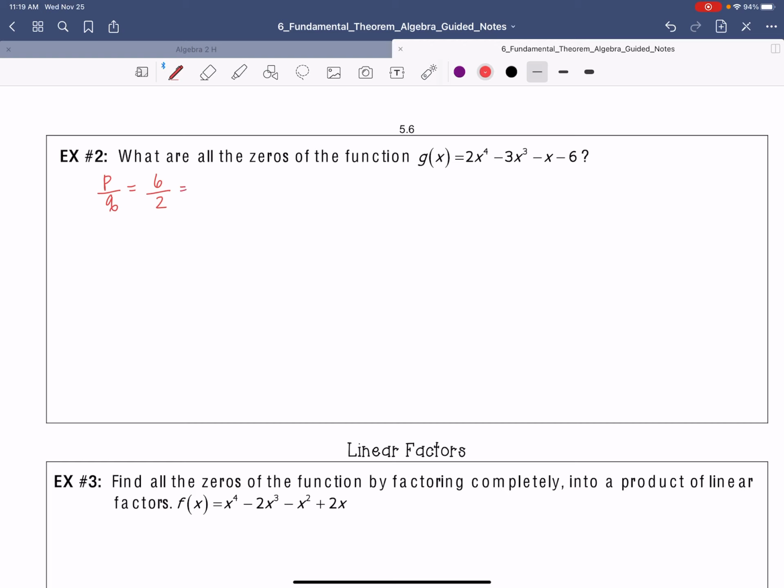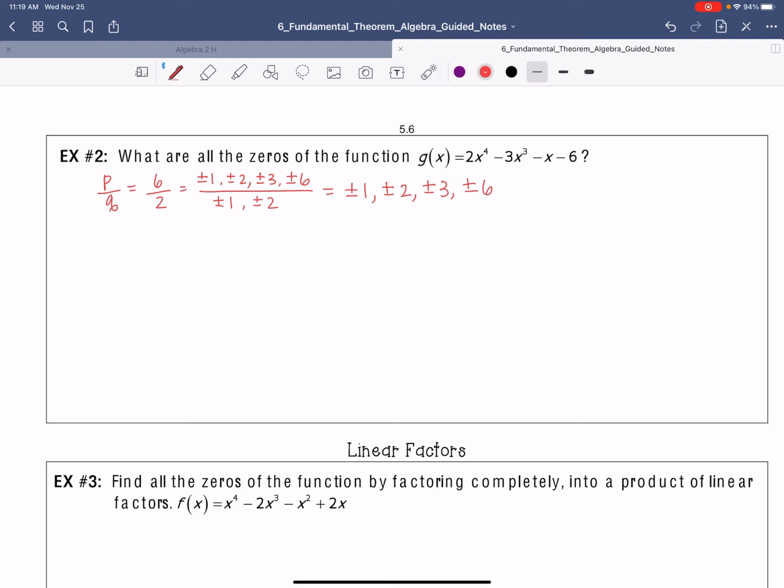So let's go ahead and list out the factors of 6: 1, 2, 3, 6, divided by all the factors of 2: 1 and 2. Let's list these all out. You're just going to list them: 1 over 1, 1 over 2, 2 over 1, 2 over 2, 3 over 1, 3 over 2, 6 over 1, 6 over 2. So we're going to have plus or minus 1, plus or minus 2, plus or minus 3, plus or minus 6.